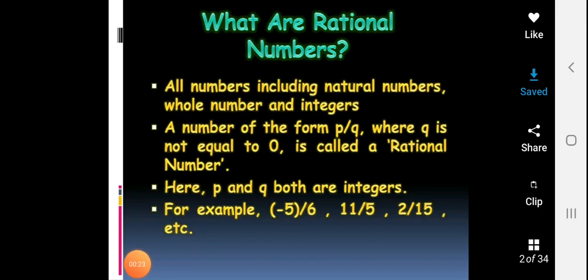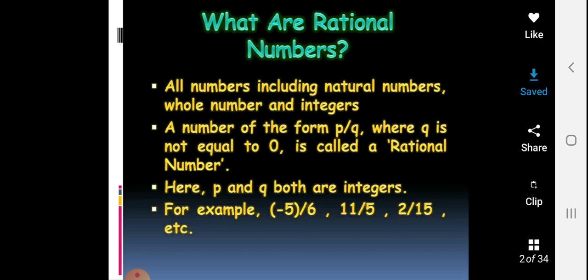So first let's begin with what are the rational numbers. All the numbers including natural numbers, whole numbers and integers are known as rational numbers. A number of the form p by q, where q is not equal to 0, that means the denominator is not 0, is called a rational number. Here p and q both are integers.